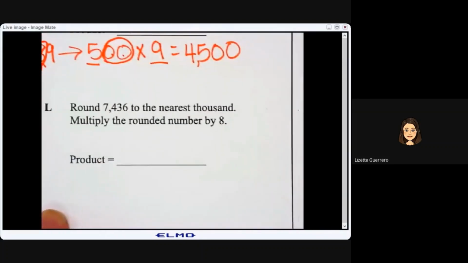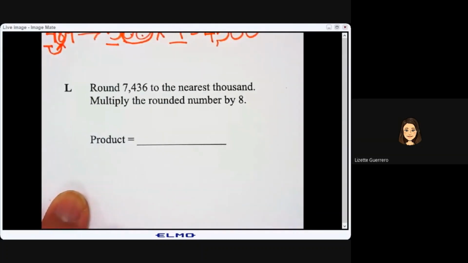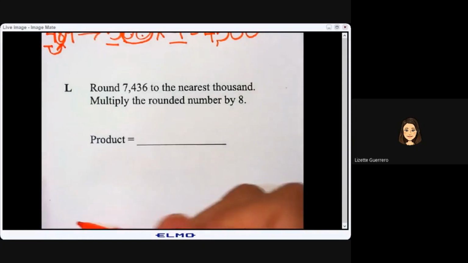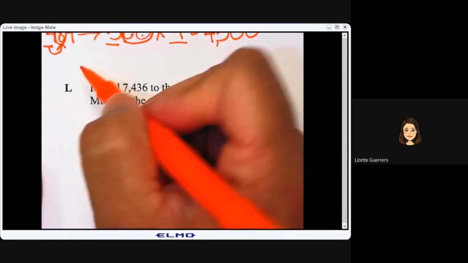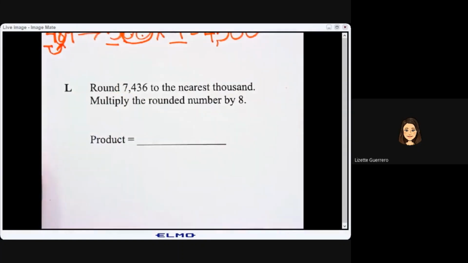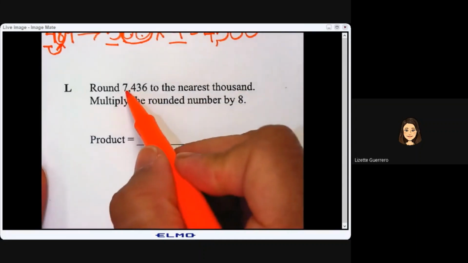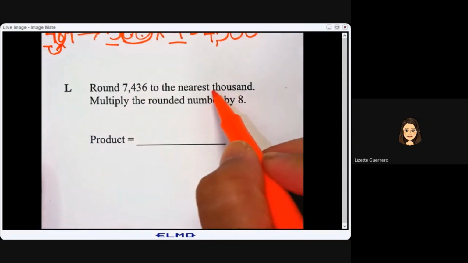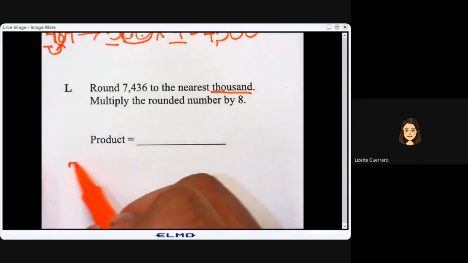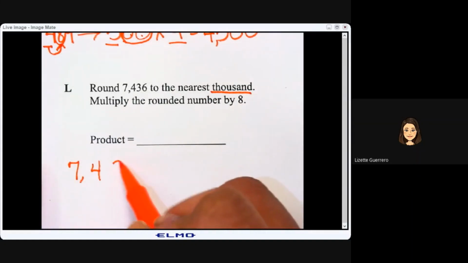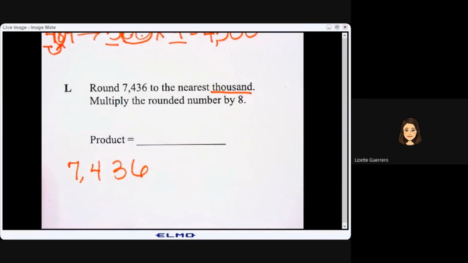Letter L. Again, we're using the same strategy. 4 or less stays the same. 5 or more, add one more. So we're going to round 7,436 to the nearest 1,000.